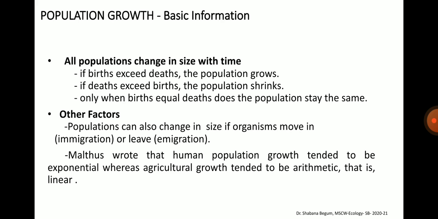Malthus, a famous economist, wrote that human population growth tended to be exponential, whereas agricultural growth tended to be arithmetic, that is linear. Some more terms you should remember. What is the definition of demography? Demography is the scientific study of human population.